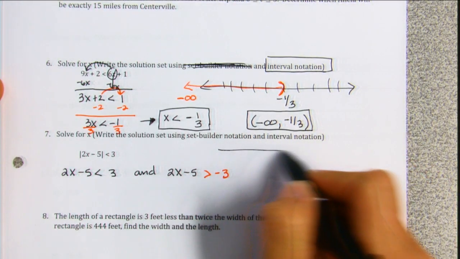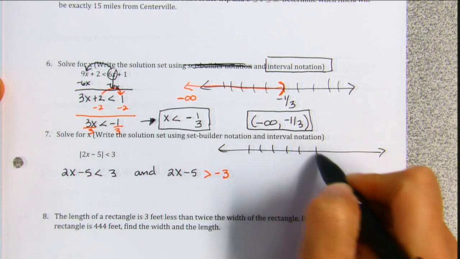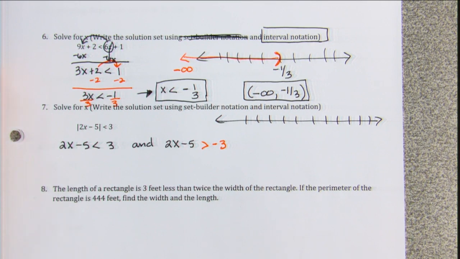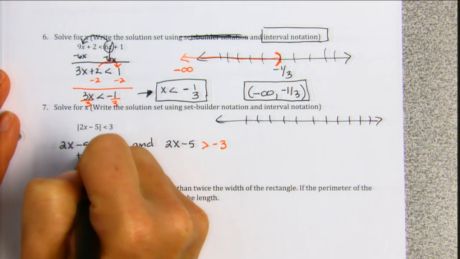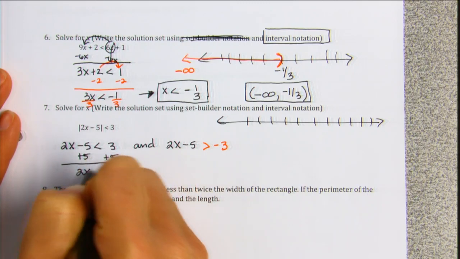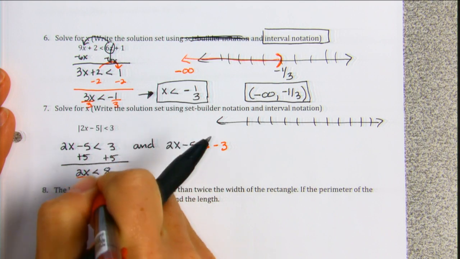And there'll be a graph. We'll go to this in just a minute after we solve, and I'll just have numbers and you get to pick how you're going to graph it. So let's start solving. I would add 5 to both sides. So we get 2x is less than 8. And then we divide by 2.